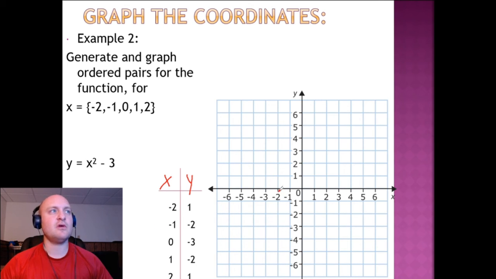So -2, 1 goes here. -1, -2 goes here. 0, -3 goes here. 1, -2 goes here, and 2, 1 goes here.